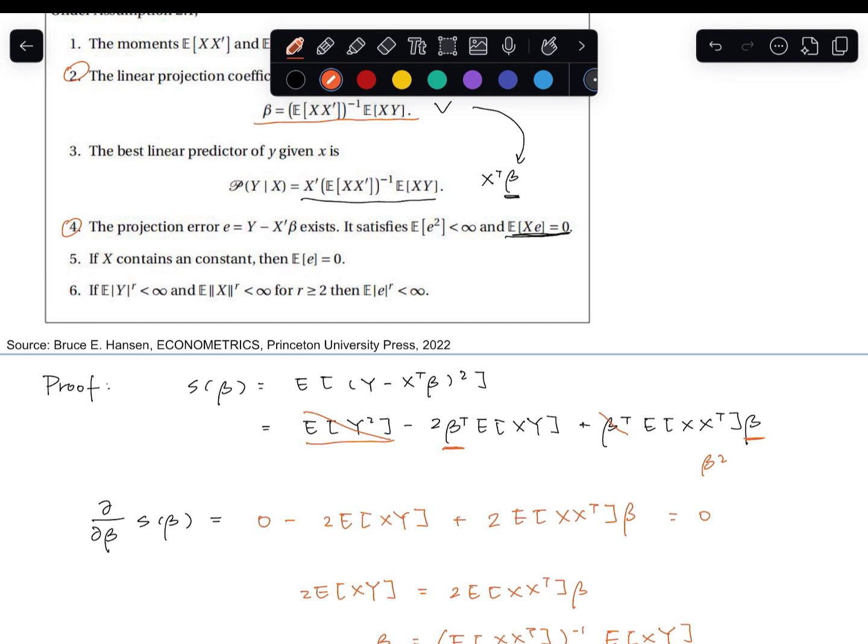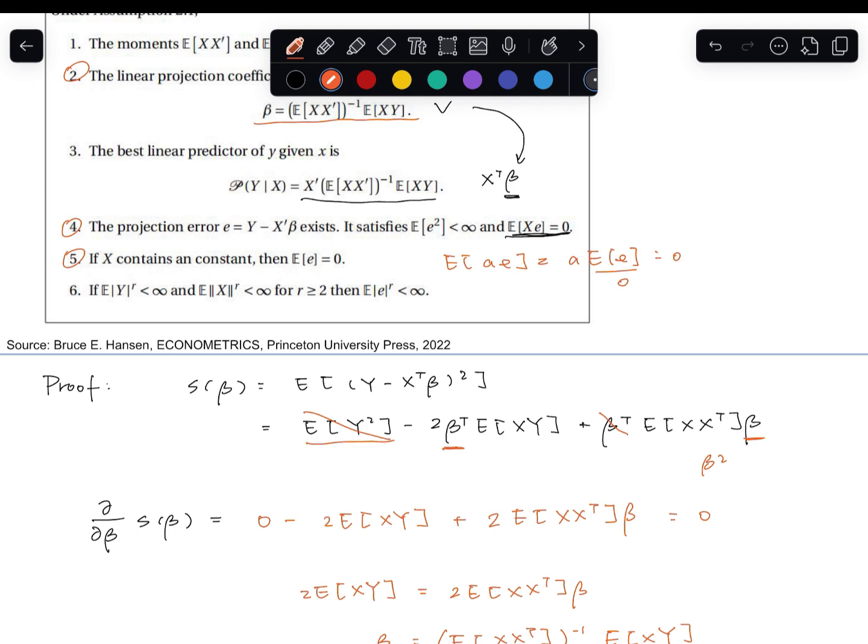And for the fifth property, if x contains some constants, then the expectation of the error is just 0. So you can see if it is a constant like a, E[ae] here, we can factor out a, and then because this is 0, the whole thing is 0. So we have done the proof of it.